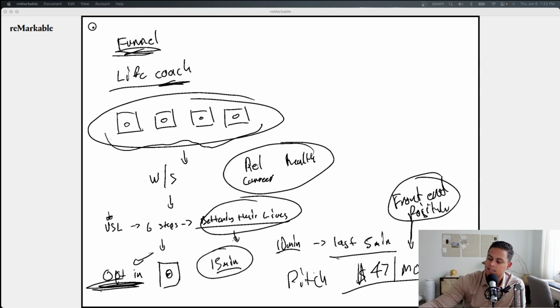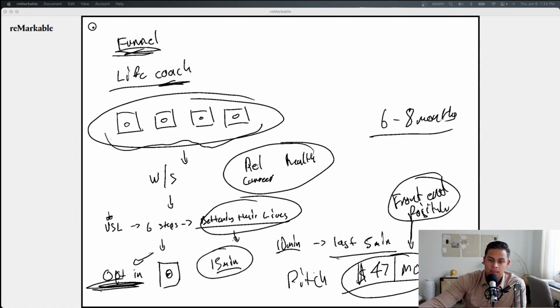What that means is that the ad spend was paying for itself, meaning we were spending $1 and getting $1 back in ad spend. We were front end positive on this $47 a month program, which on average people stayed for 6 to 8 months. That means that when month 2 comes around, they renew because they've gotten enough value in the community. We are already in the positive.